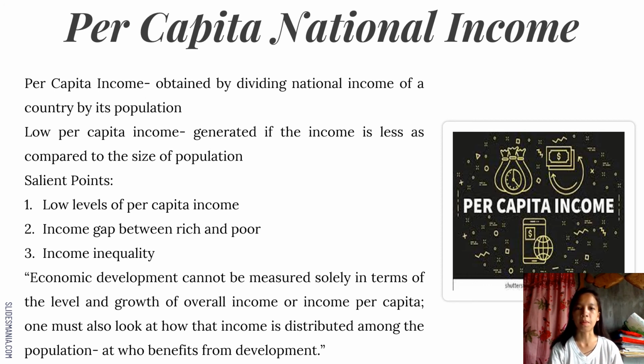So what is this per capita income? So this per capita income can be obtained by dividing the national income of a country by its population. Buti pa sabot, makuha nato si per capita income if i-divide nato ang national income nga ma-generate ana nga nasod over its population. And in the event gani nga mas dako pa ang size sa population kumpara sa income nga na-generate ana nga nasod, then that particularly means that that country has a low per capita income.